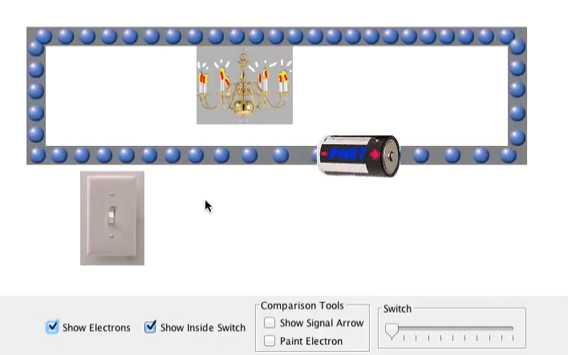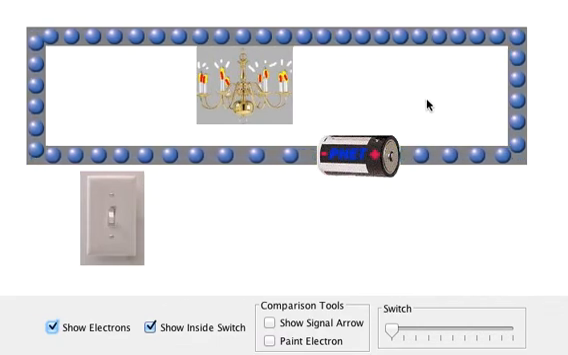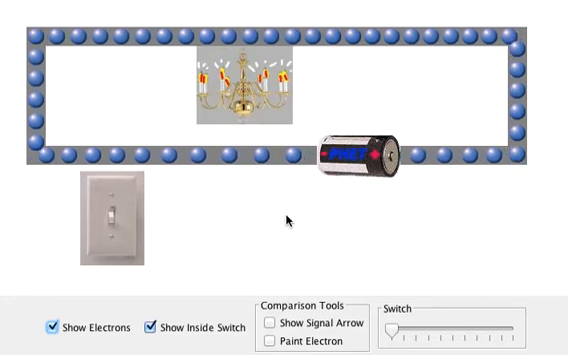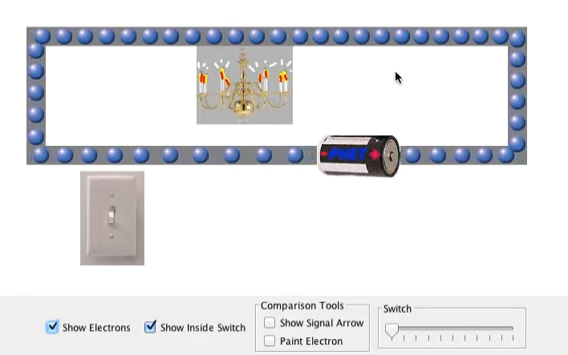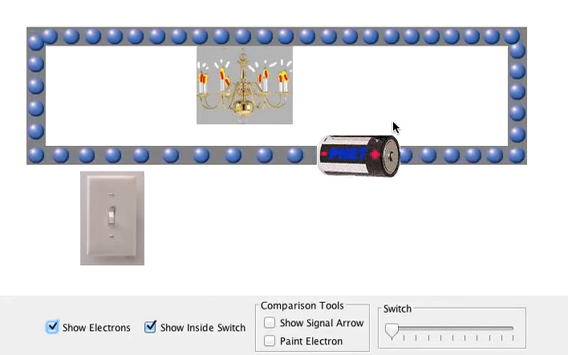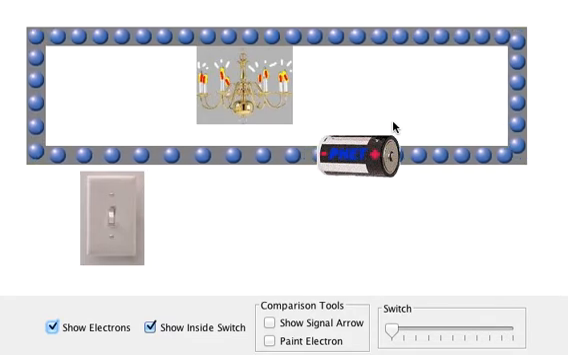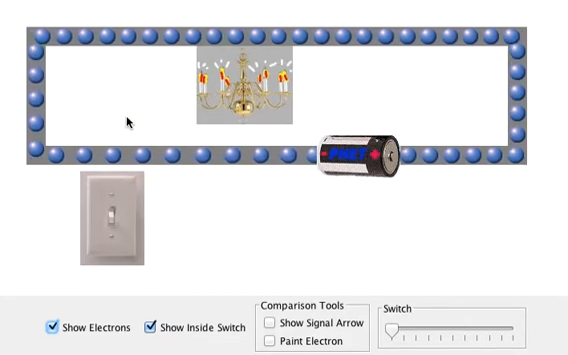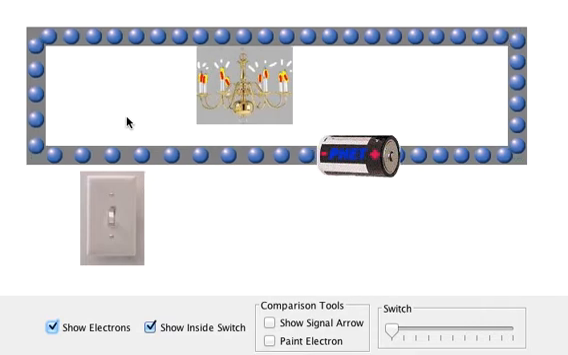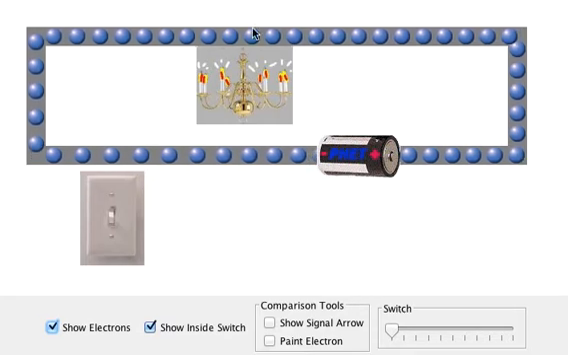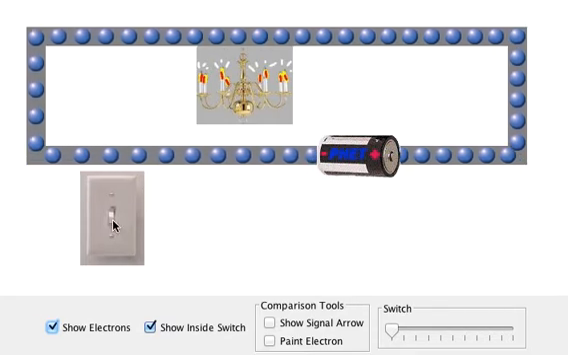Now, a lot of people think that the electrons move at the speed of light. They do not. They actually move relatively slowly around the circuit. What does move very fast, though, and the reason why when you flip a switch the lights turn on immediately, is this wave of collisions of electrons. Let me show that.